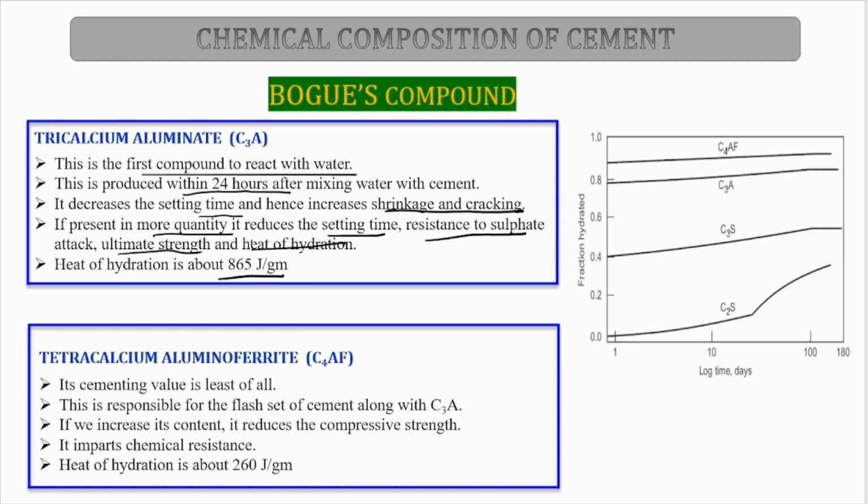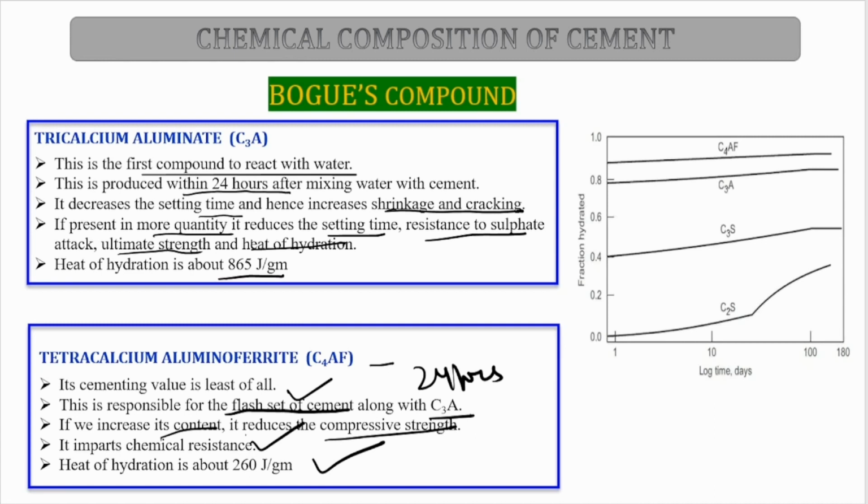And the last one is tetracalcium aluminoferrite, that is C4AF. So this, you can say, its cementing value is the least of any other. So this is responsible for the flash set of cement along with C3A. That means this is also produced within 24 hours of mixing water with the cement. If we increase its content, it reduces the compressive strength and it also imparts chemical resistance. Its heat of hydration is 260.